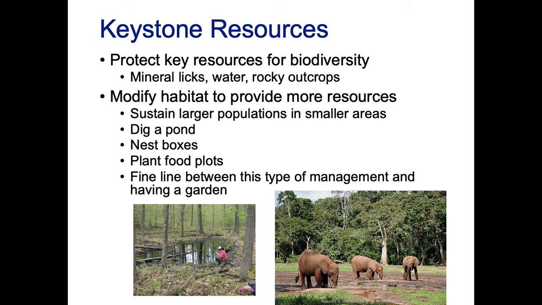You can also modify habitats to provide more resources. So you might be able to sustain larger populations in smaller areas. Things like this might be digging a new pond, adding nest boxes, planting food plots. But there is a fine line between having this type of management and having a garden. So you want the ecosystem to be able to function normally and continue into the future. So you don't want to have too much intervention, but if this helps you meet your goals in the short term, it might help you preserve it for the longer term.